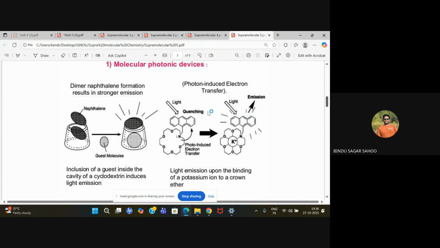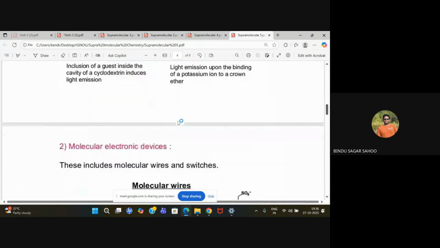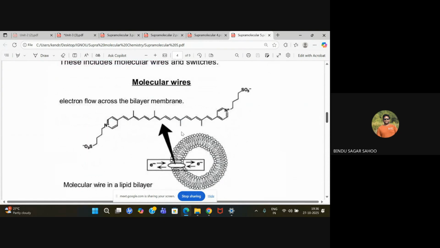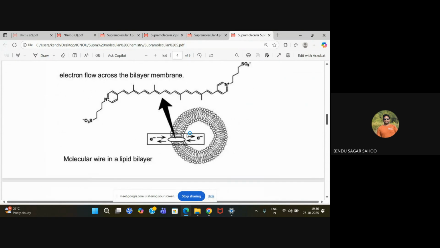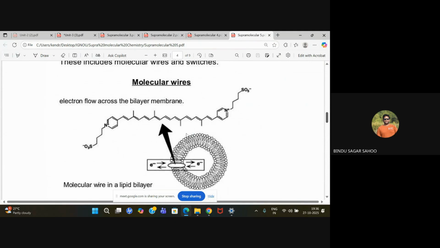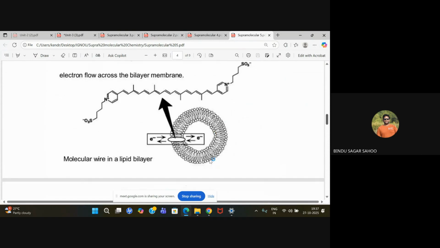These are called molecular photonic devices, and these are called molecular wires also. So the molecular wire is just like a lipid bilayer. Initially the electron flow does not occur inside the molecule, but after the addition of this guest molecule, the electron flow can occur throughout the lipid bilayer.